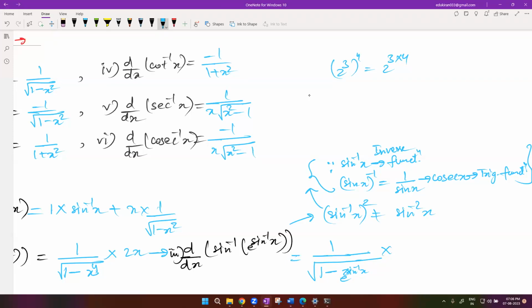Instead of e to the power x, you have written e to the power sine inverse x. So the differentiation of e to the power x is e to the power x. So in this case, it will be e to the power sine inverse x. Now you will reach sine inverse x. The differentiation of sine inverse x is 1 over root 1 minus x squared. This would be the final answer.